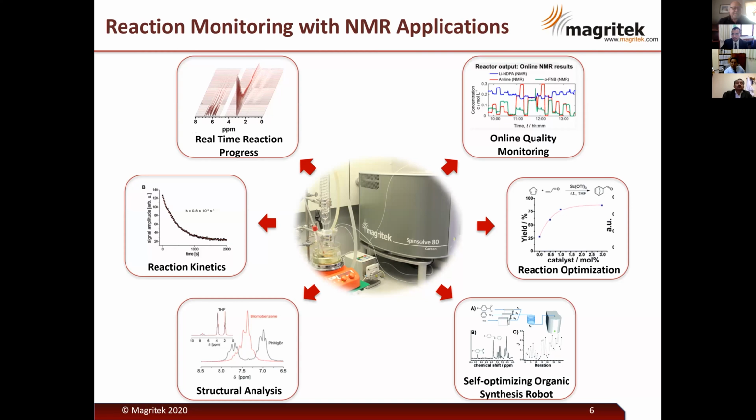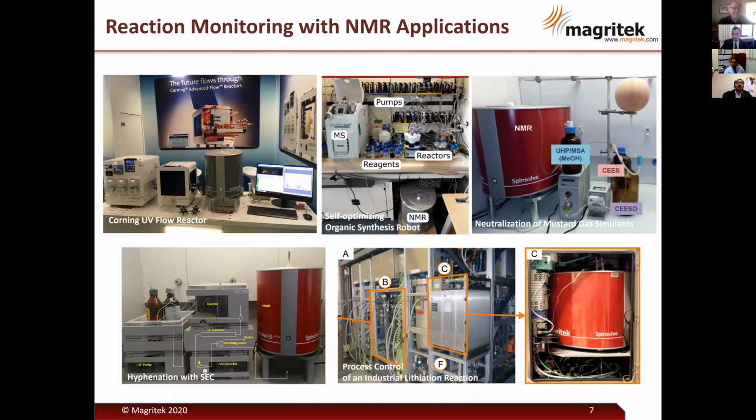So on this slide here is a collection of different pictures, just to show how in real life the benchtop NMR system can be incorporated into different setups. So here we have the benchtop NMR setup in line with the Corning UV flow reactor to observe the reaction progress in real time. Here's a picture of a self-optimizing organic synthesis robot. We can see many vials, a liquid handling robot up here, the mass spectrometer as a sensor, and then also the benchtop NMR sitting underneath the fume hood here.